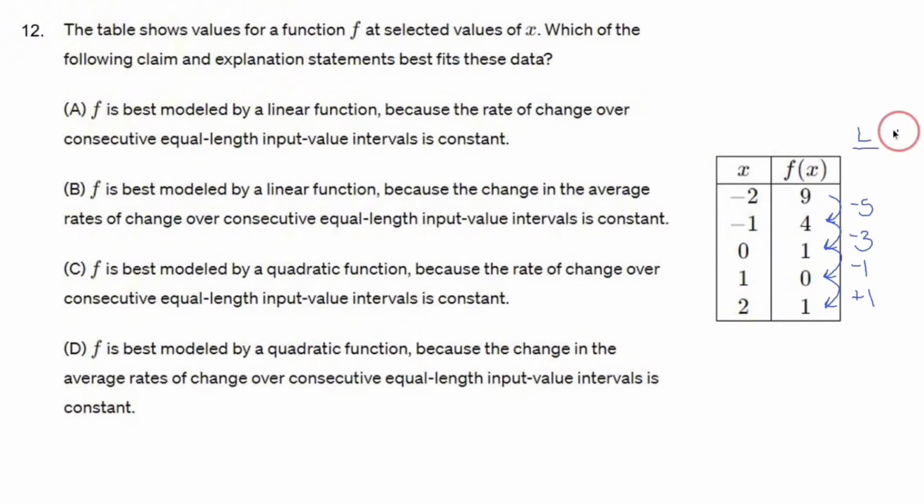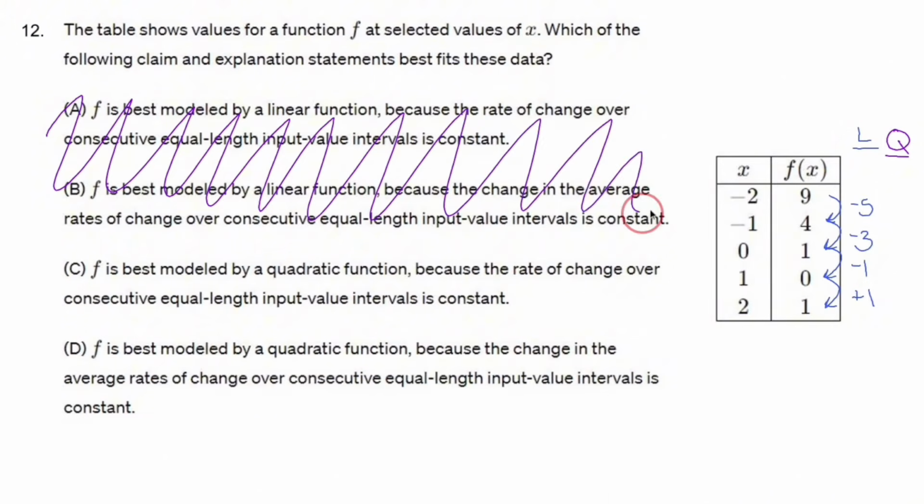It's not linear. So maybe it's quadratic. And it looks like that's going to be my only option, but we need to make sure we explain it well. If I were to do the same exact process again, I need to end up with the same number. To get from negative 5 to negative 3, you add 2. To get from negative 3 to negative 1, you add 2. To get from negative 1 to positive 1, you add 2.